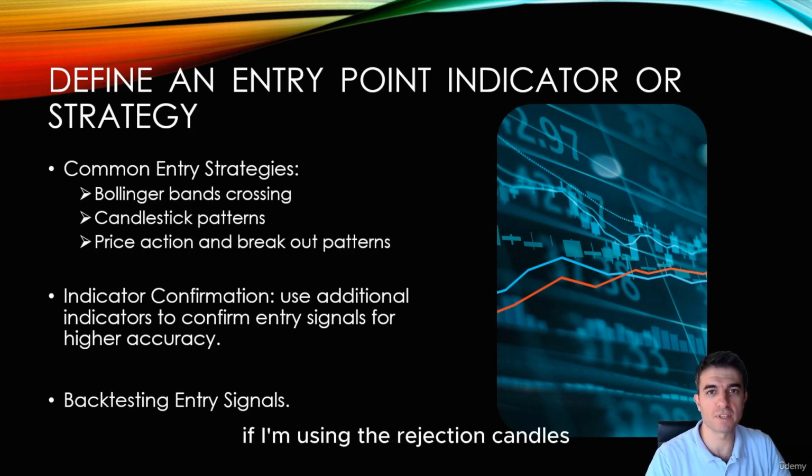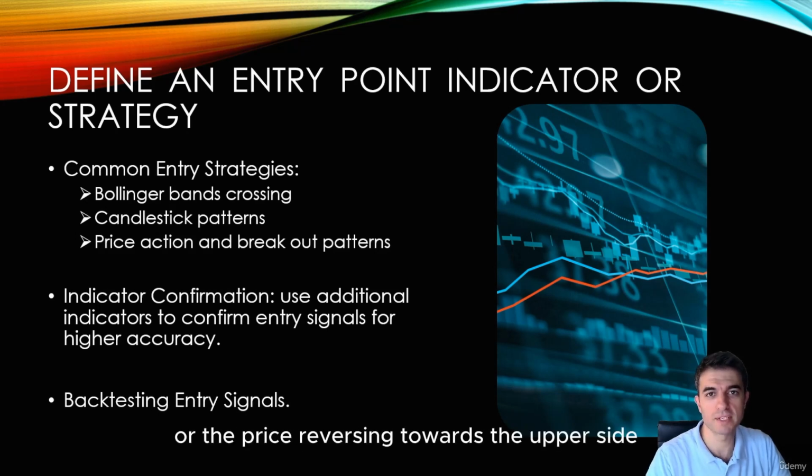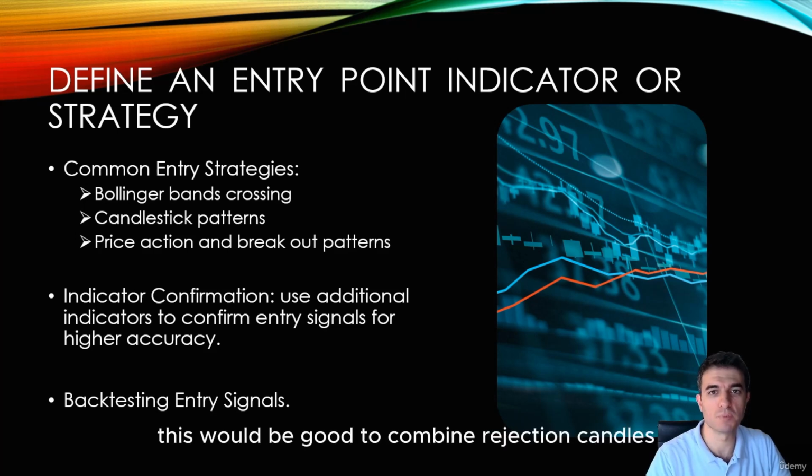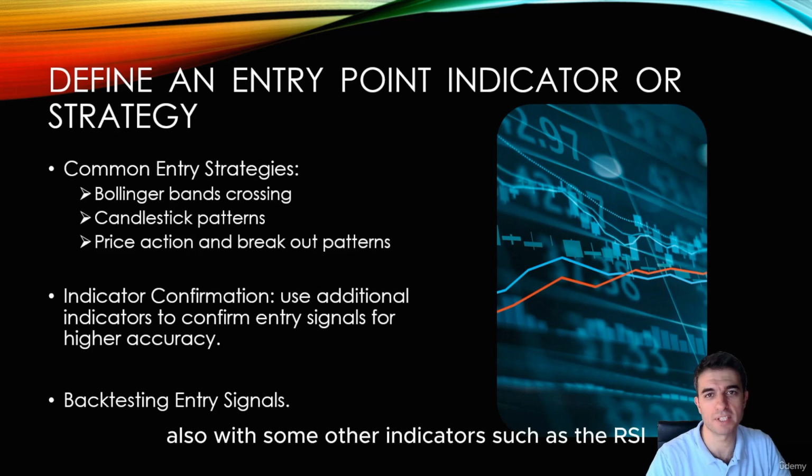For example, if I'm using the rejection candles, I can combine these with a low RSI value. The low RSI value is signaling probably a future uptrend or the price reversing towards the upper side. And if we are in a long-term uptrend, this would be good to combine rejection candles also with some other indicators such as the RSI or even the Bollinger Bands crossing.